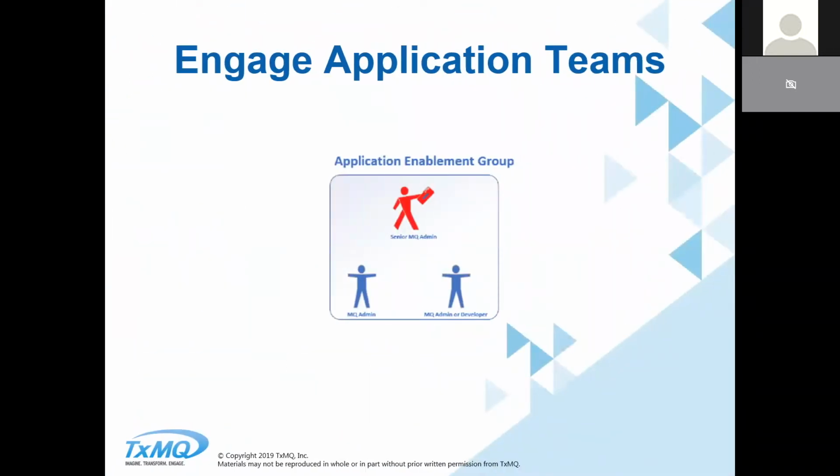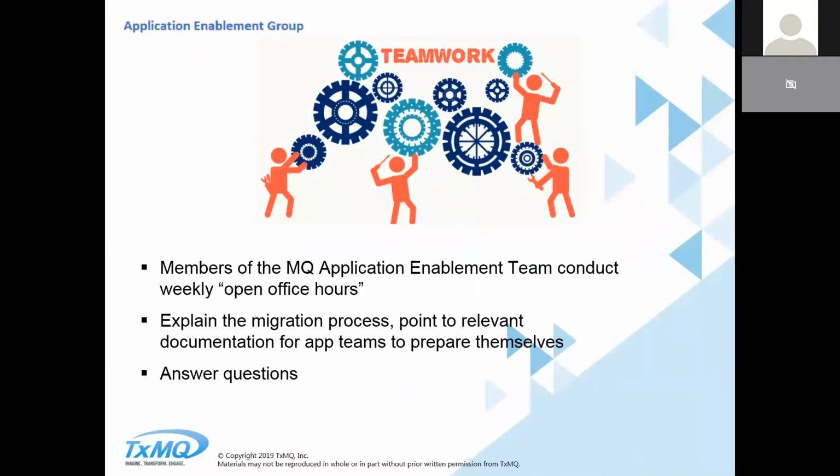When it comes to engaging the application teams, this would be a separate group within your MQ group. With the application enablement group, what I think really works well, because I've seen it work in 3 or 4 shops now, is that the members of this team conduct open office hours. They do it every week, like let's say Wednesdays at 10 a.m., for example. The point is, especially for larger shops, that you may have dozens or even hundreds of application teams using your queue managers.